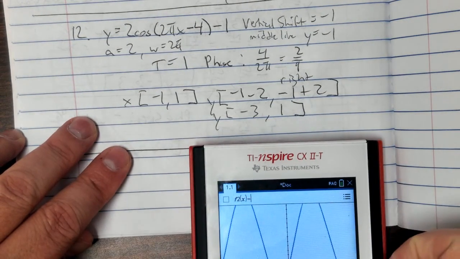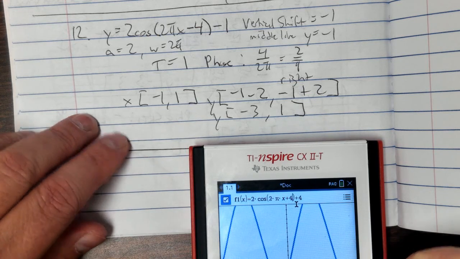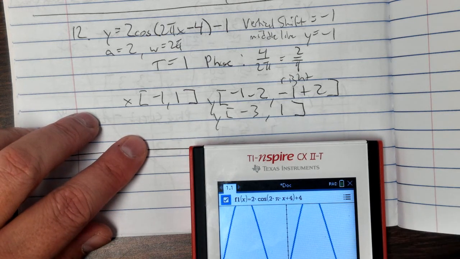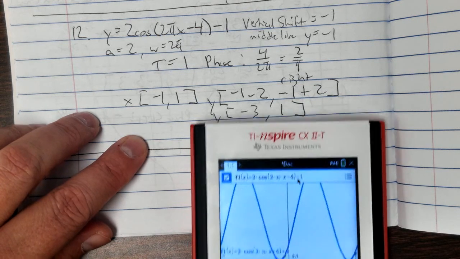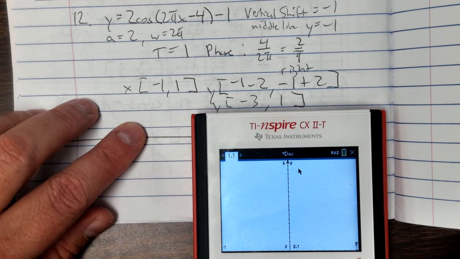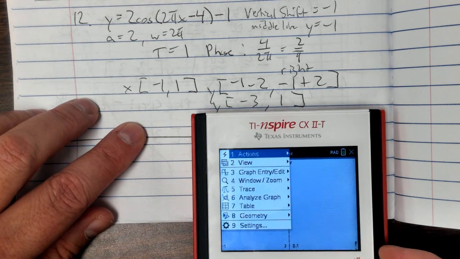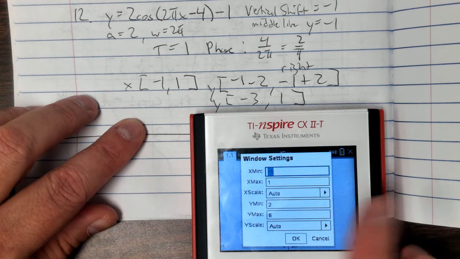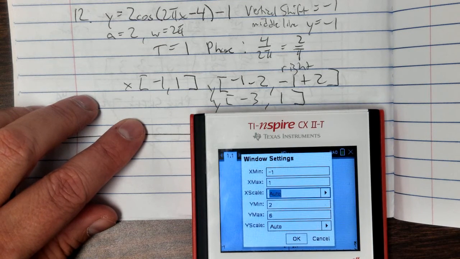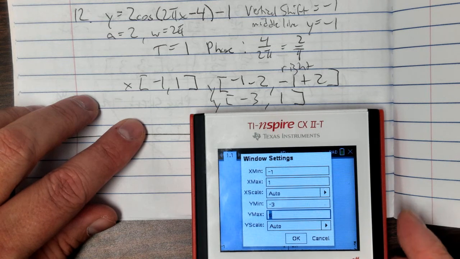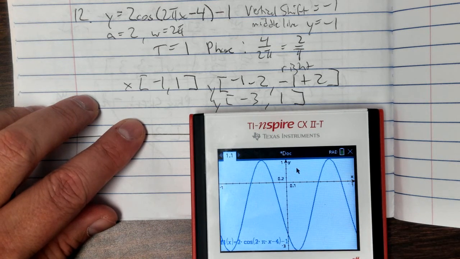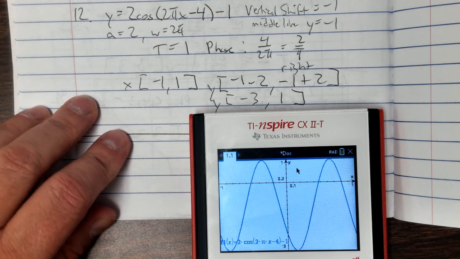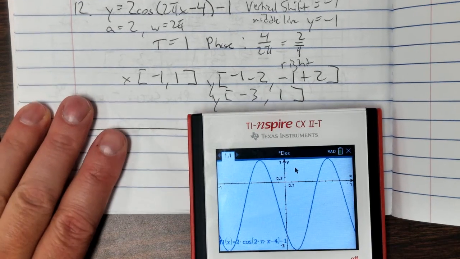Okay, so let's just change this to be minus 4. And change this one to be negative 1. Okay, so it's not showing up on our current window, so we just have to go to here, keep it negative 1 to 1, but then this needs to go from negative 3 to positive 1. And there's your window. Okay, any questions about that?